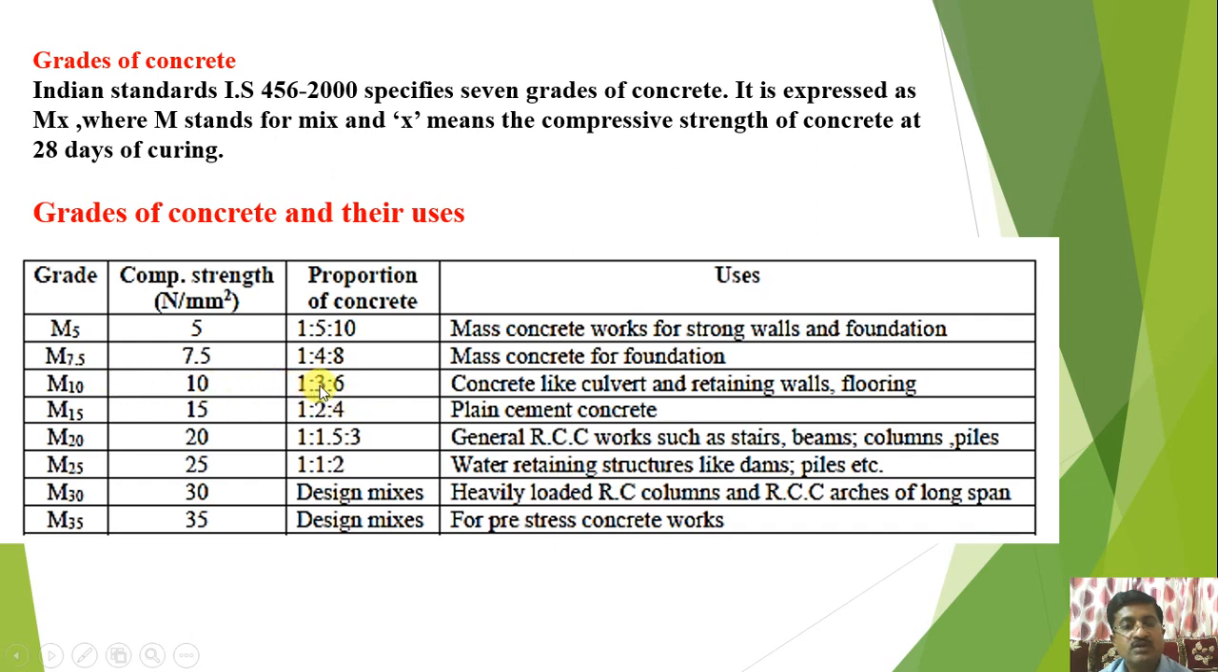M10, 1:3:6, is used for concrete like culverts, retaining walls, and floorings. Okay, culvert stands for small bridges. M15, 1:2:4, is for plain cement concrete. M20, 1:1.5:3, is for general RCC work such as stairs, beams, columns, piles, etc. M25, 1:1:2, is the grade for retaining structures like dams, piles, etc.